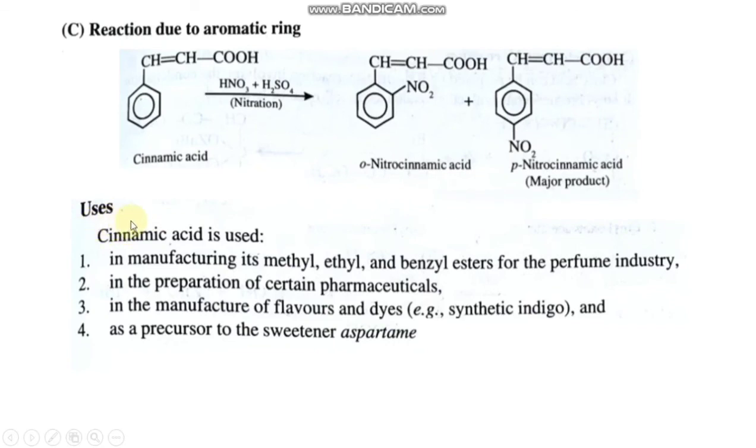Next, the uses of cinnamic acid. The main uses are the following. Cinnamic acid is used in manufacturing its methyl, ethyl and benzyl esters for the perfume industry. It is used in the preparation of certain pharmaceuticals. Similarly, it is used in the manufacture of flavors and dyes, and it is used as a precursor to the sweetener aspartame. So these are the different uses of cinnamic acid.